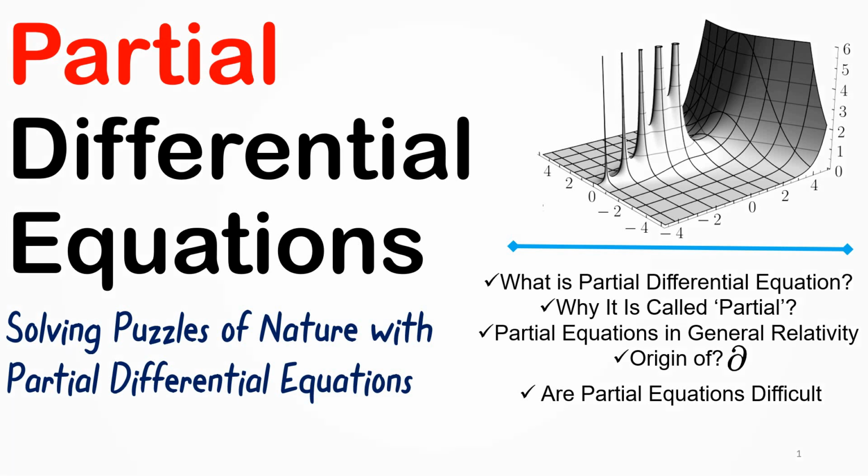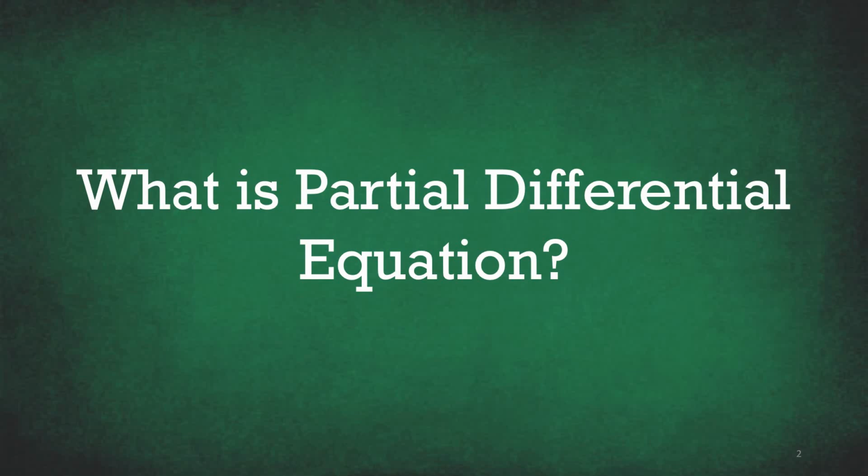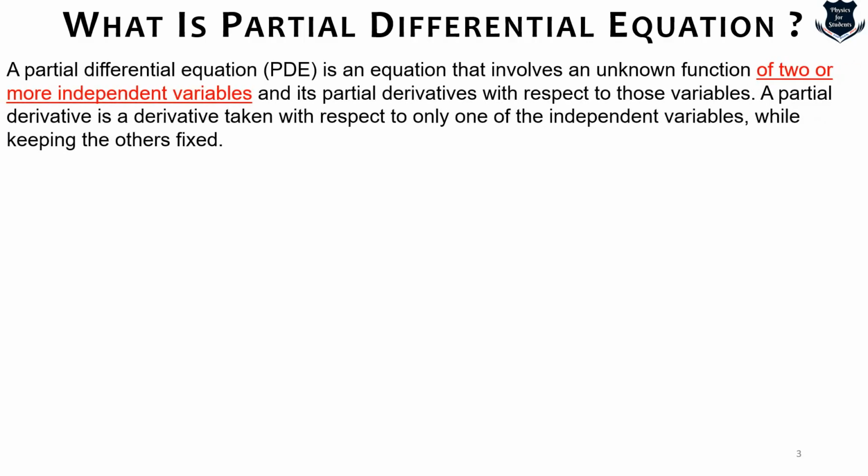First, let us look into what a partial differential equation is, and I will give you a very simple English example. The first definition tells us a partial differential equation is an equation that involves an unknown function of two or more independent variables and its partial derivatives with respect to those variables. A partial derivative is a derivative taken with respect to only one of the independent variables while keeping the others fixed. Now you see, I have underlined the most important and significant part of this definition: two or more independent variables.